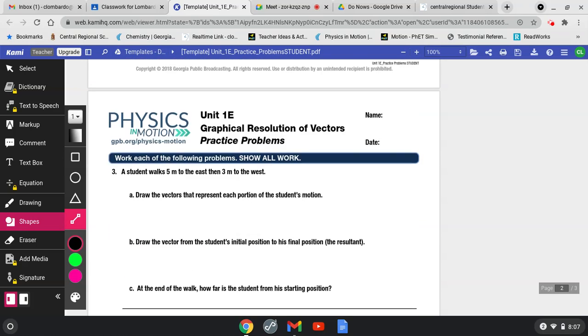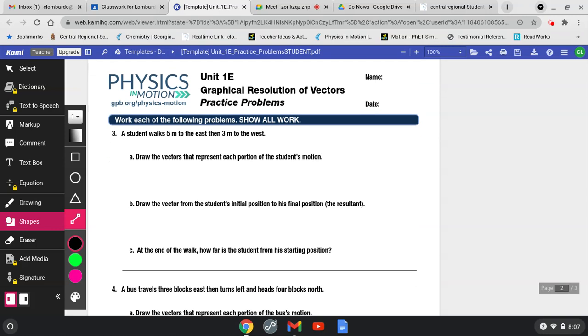That one shouldn't be too bad. Okay, so just again, what happens for something like this? So a student walks 5 meters to the east, then 3 meters to the west. So here's your 5 meters. All right, east is to the right. And then basically turns around and goes 3 meters to the west.